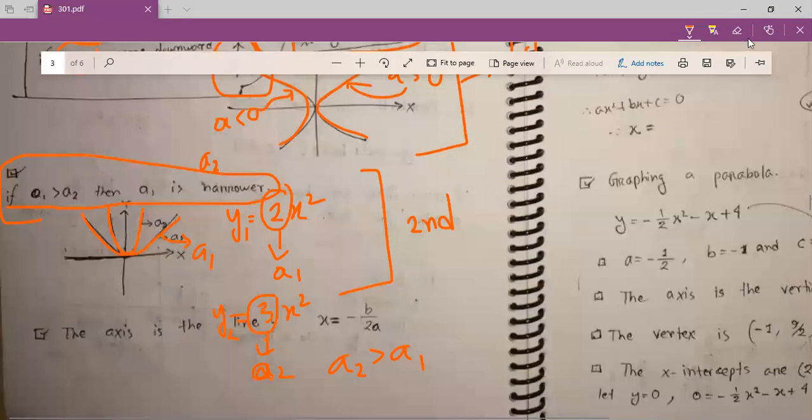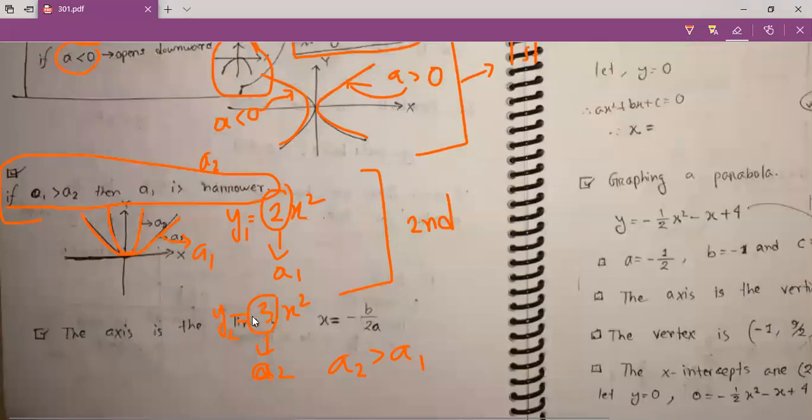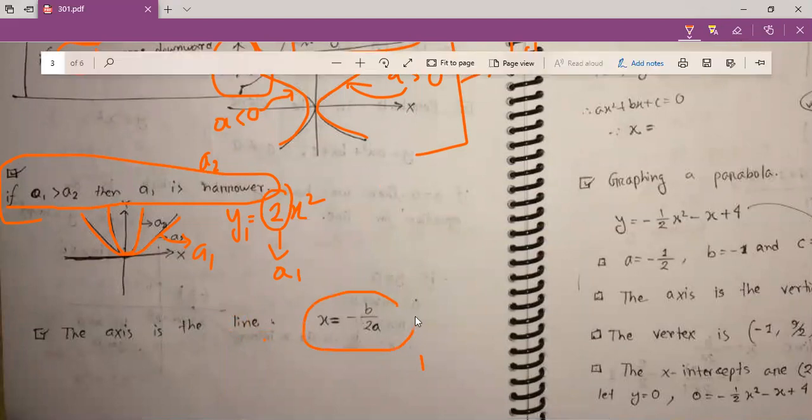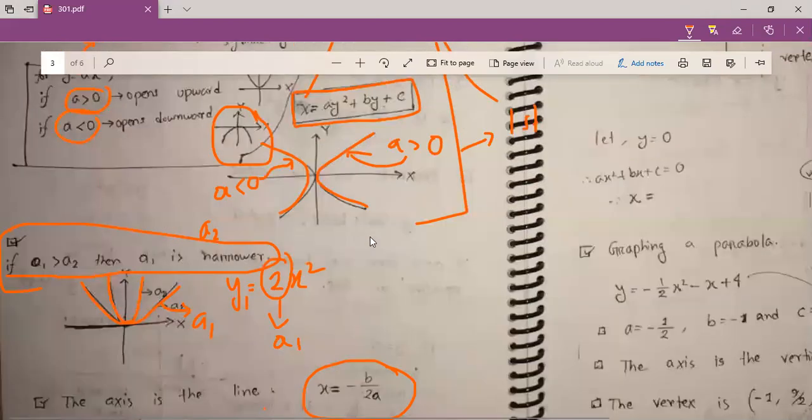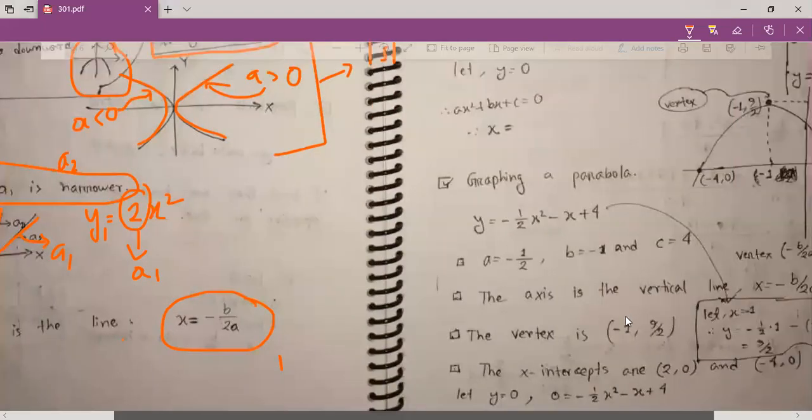And the axis is a line. Okay, so let's find the axis. So how do we find the axis? The equation is so simple. It is x is equal to minus b by 2a. So for example, let's see some real example here.